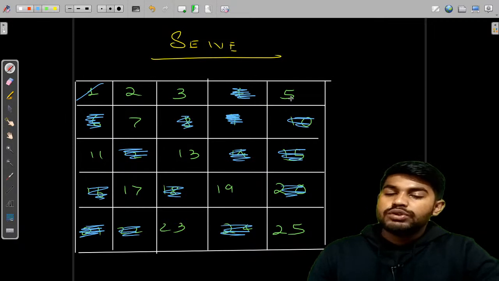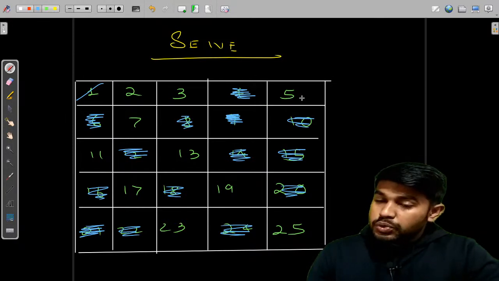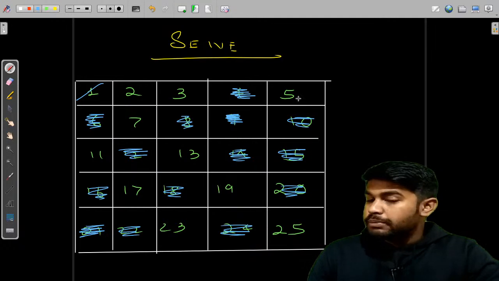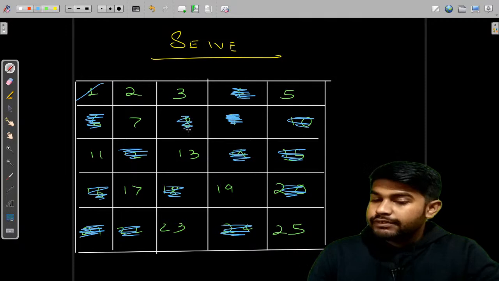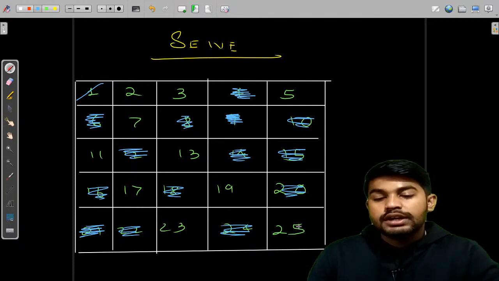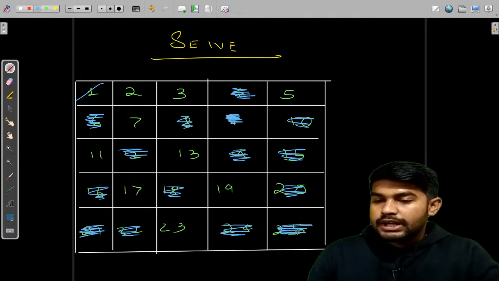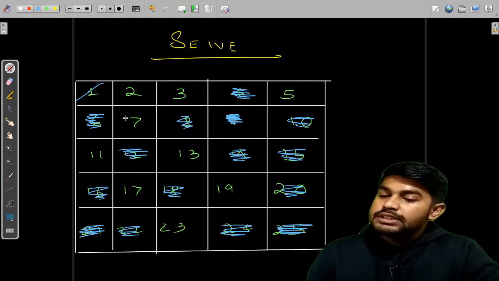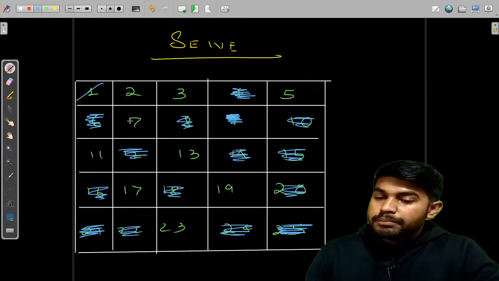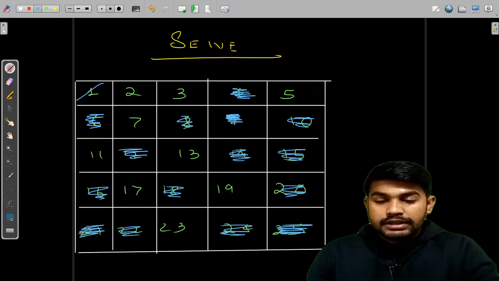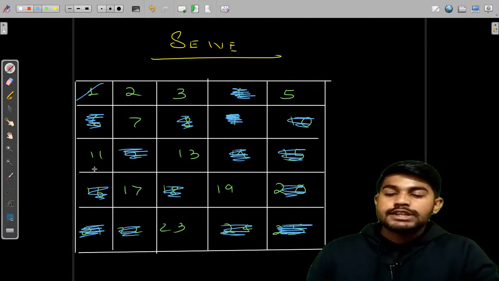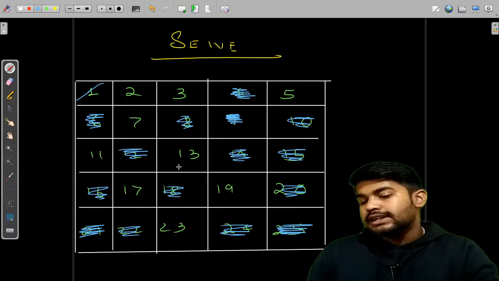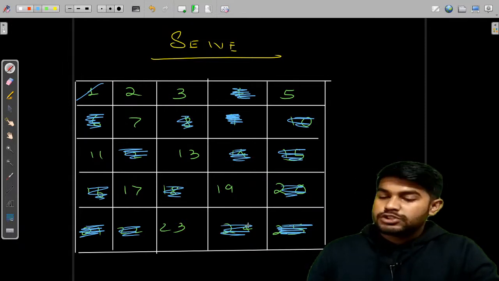So let's come to 5. 5 is unmarked, but the multiples of 5 would be marked. The multiples are 10, already marked, 15 already marked, 20 already marked, 25 is not marked, so we would mark it. Then we have 7. 14 is marked, 21 already marked, then 28 is not there. Then we have 11, the next multiple is 22, which is not there. Then we have 13, the next multiple is 26, which is also not there.